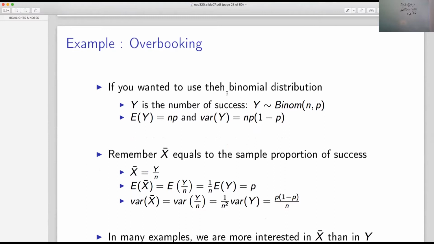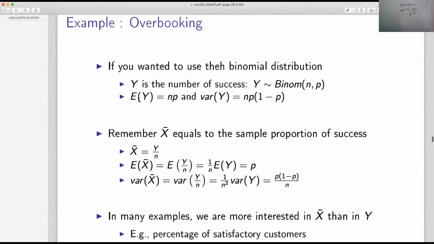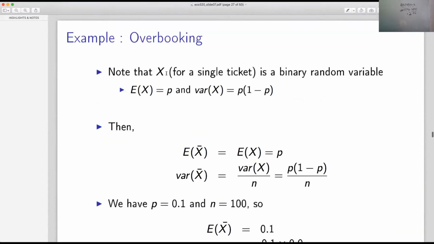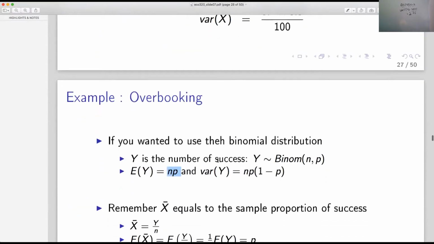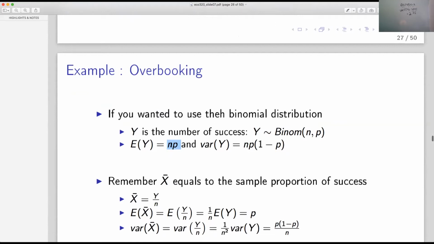If you want to use the binomial distribution, y is the number of successes. So the expected value of y is n times p. The difference here is that x is a binary random variable, while here y is the number of successes, so you should multiply n times p. This was part of a homework, right? Homework 5, I think question number 2 or something like that. The cancellation probability was 0.1 and you had a sample size of 11.